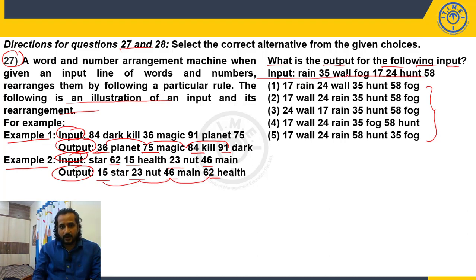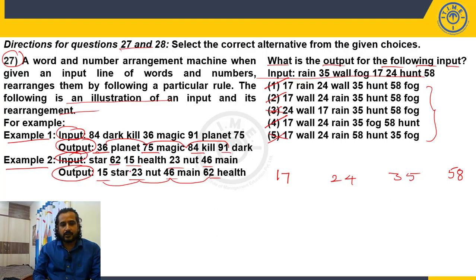So in the given question also, the input is rain 35, wall fog 17, 24, hunt 58. Numbers should be arranged in ascending order, starting with the numbers only. So 17, then 24, and then 35, and then 58. Now how many options are like this? First option okay, second option okay, third is ruled out, fourth okay, fifth is ruled out.